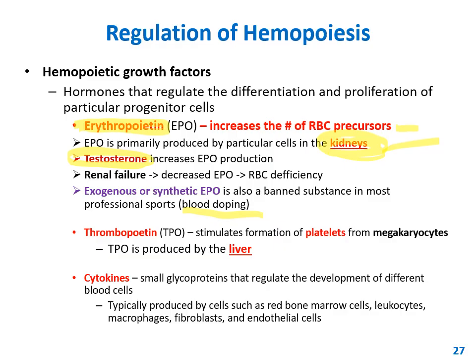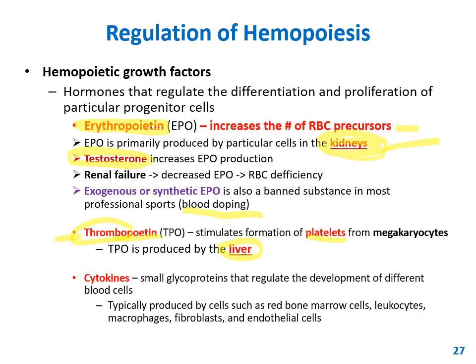Which one is the organ again that produces erythropoietin? The kidneys. What is the organ that produces testosterone? The testes. All right. Other things are also important for controlling production of blood formed elements. Here is another hormone that is called thrombopoietin. Every time you see thrombo somewhere, you think about coagulation and you think about platelets.